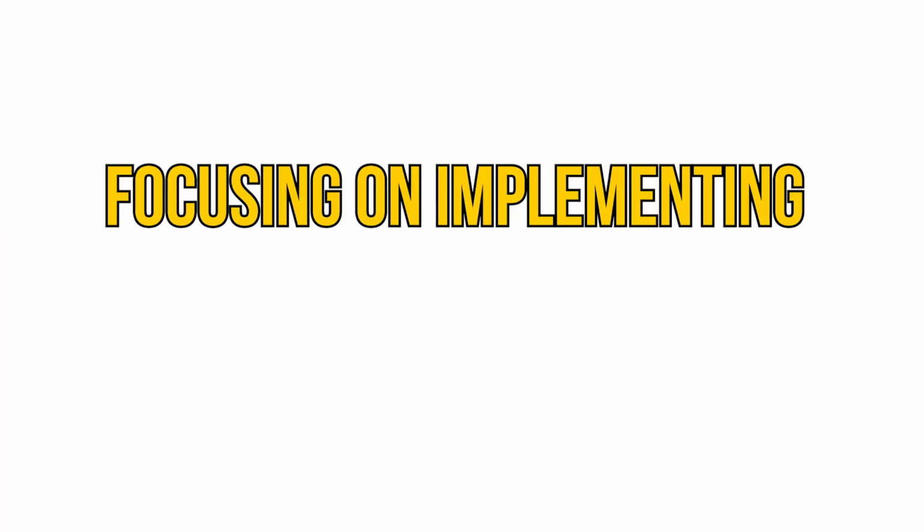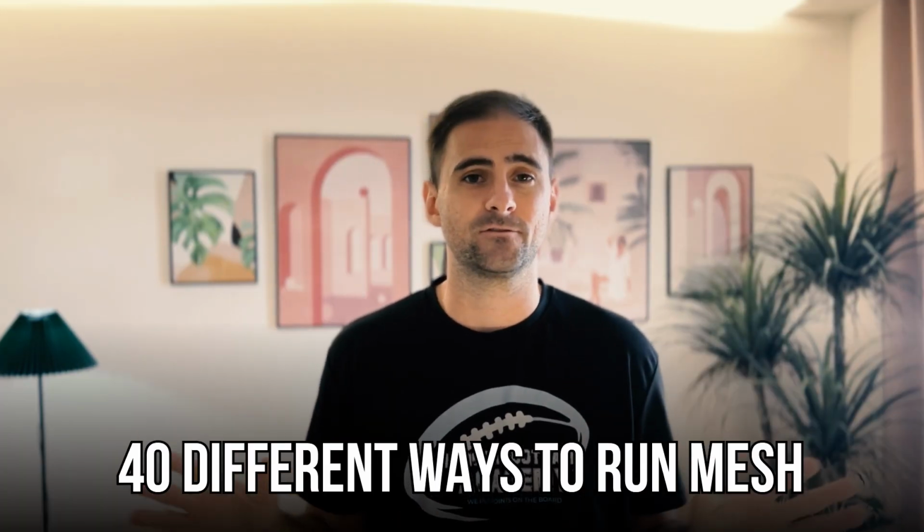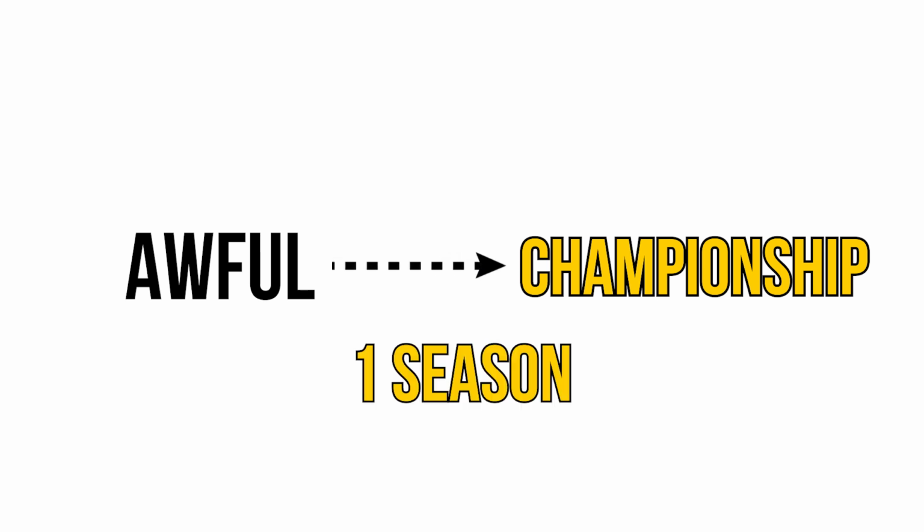But until you actually have those 7 systems set up and running smoothly, nothing, and I really do mean that, nothing will bring more of an impact to your program than focusing on implementing and optimizing those systems. And then once everything is established, then you can start looking at 40 different ways that you want to run mesh. I have personally seen how this approach can completely change a team and take them from awful to winning a championship in literally one season.